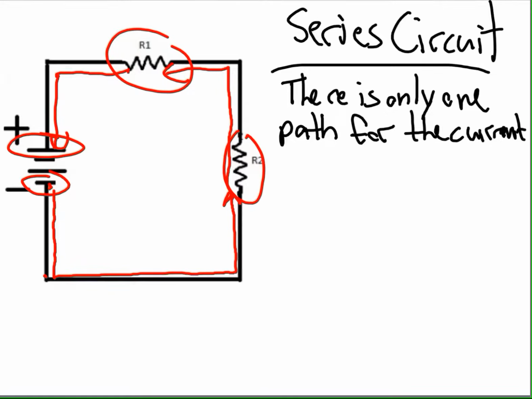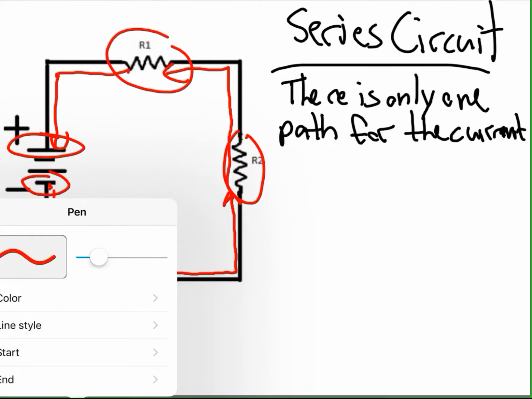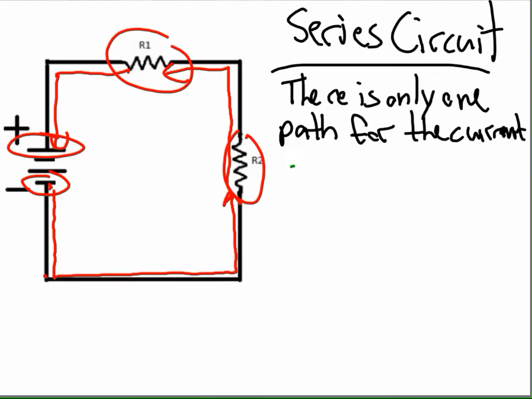So for starters, let's talk about the current. The current that comes out of the battery is going to be known as I total.